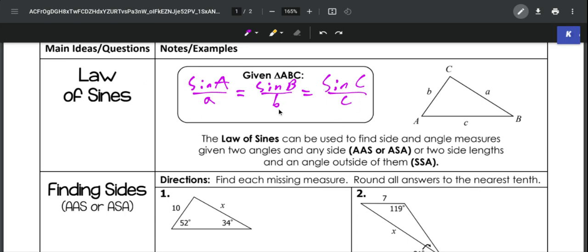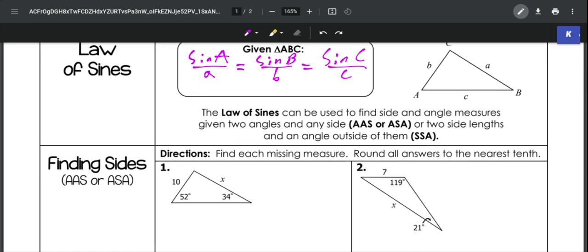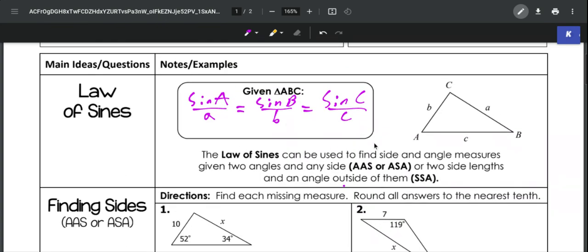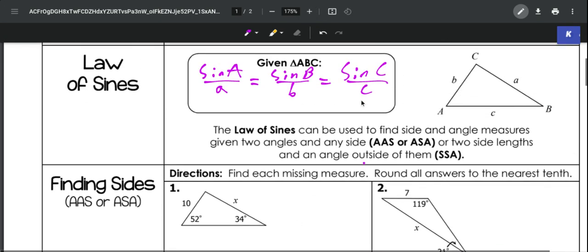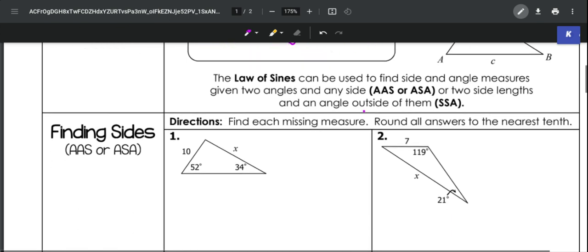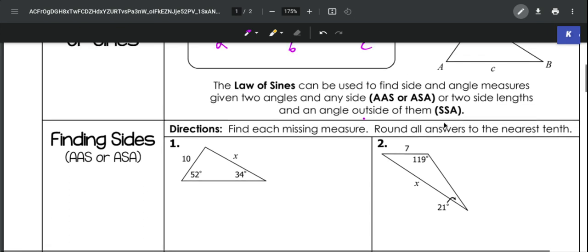Basically, all of those are equal, and we can set up a proportion with those and solve it, and we'll be able to figure out the missing measure. That's all it looks like. It's not as hard as it looks or sounds. I mean, it's not easy, but it's also not as difficult as it looks on the surface. So I'll try to break it down so it makes as much sense as possible.